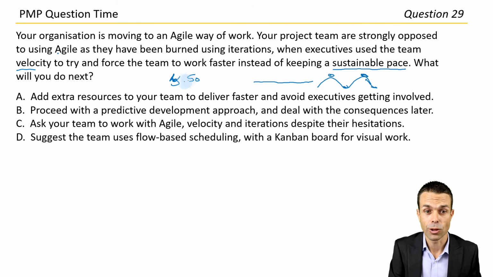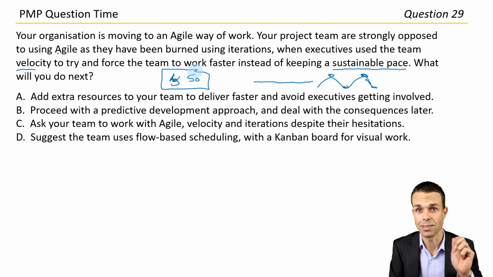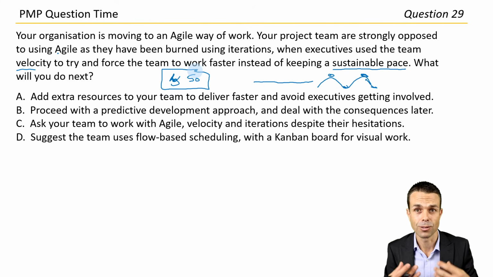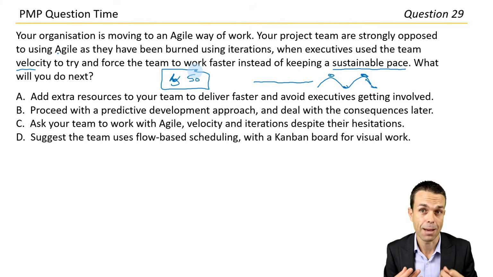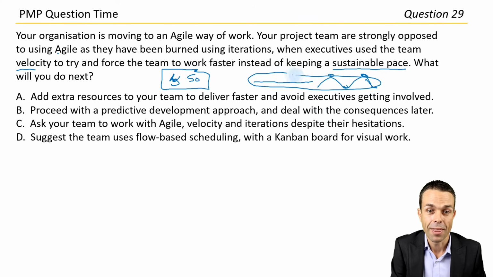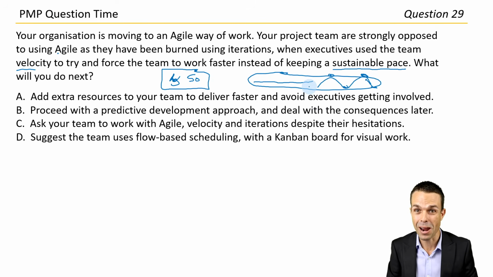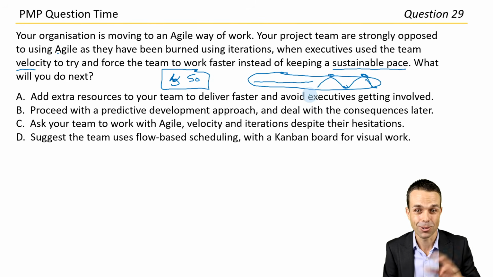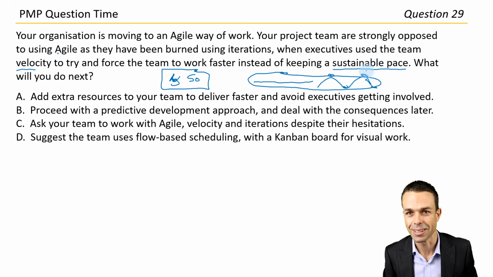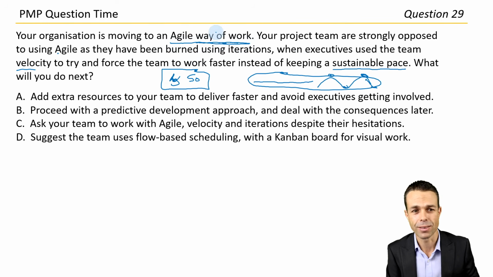So that velocity, once executives get their hands on that and try and use it as a beating stick instead of just as a way for the team to understand how much work they can take on to keep their sustainable pace, then things get a little bit more ugly. So that's something to be very aware of. It's actually a pretty good scenario here. What are we going to do here? Okay, so we're moving to an agile way of work, so it seems like we have to do that anyway. How can we get around this?